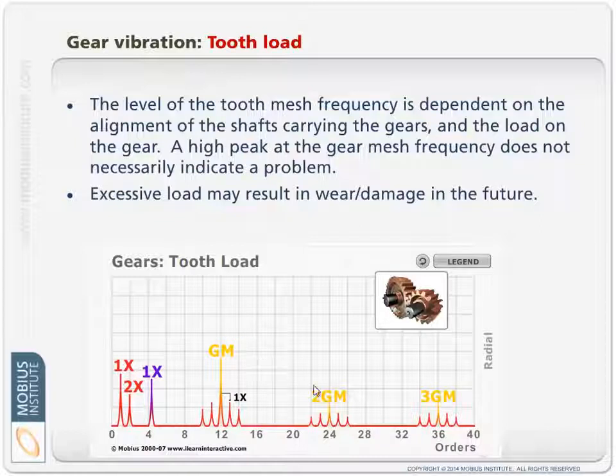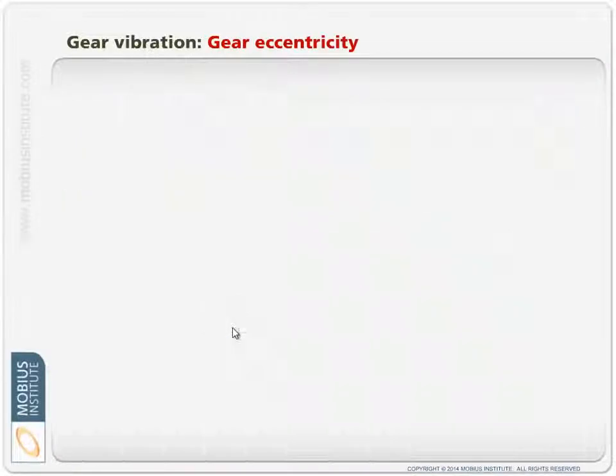Now, we might always expect to see twice gear mesh and 3 times gear mesh. Because they're harmonics, anytime you've got non-linear vibration, it's just not smooth vibration, we expect to see those peaks go up. But the real telltale sign with tooth load is the gear mesh peak rising up.